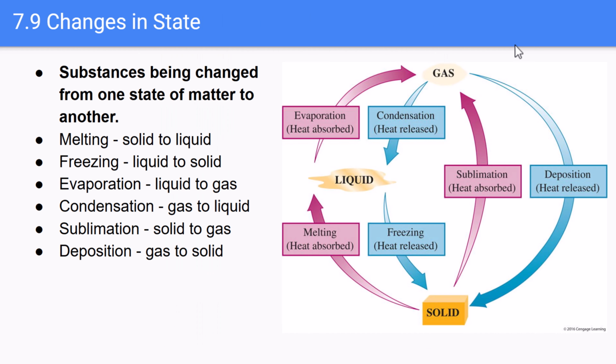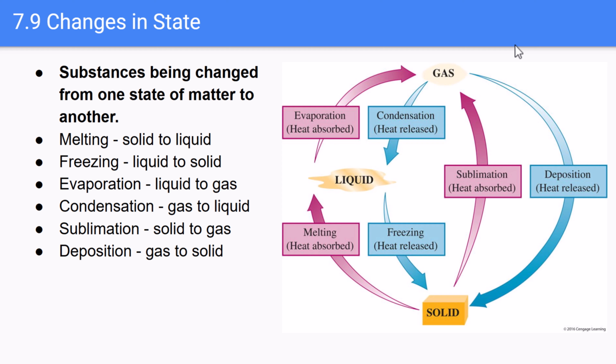Another thing I want to bring up here is our changes in state. These are things we've already talked a little bit about previously, but you should be able to tell me what goes on with the individual changes of state listed here. Some of these are very straightforward, some are a little more difficult to understand because we don't use them in our everyday vocabulary. Melting is going from a solid to a liquid, freezing from a liquid to a solid. Evaporation and condensation are liquid to a gas and gas to a liquid.